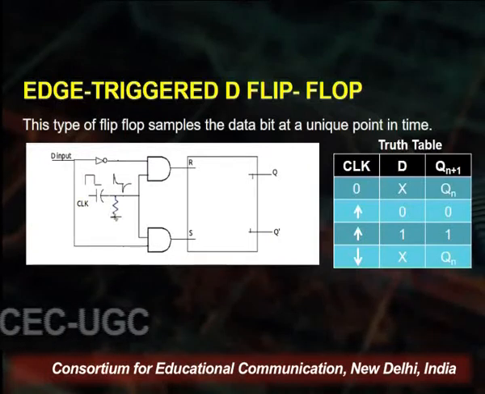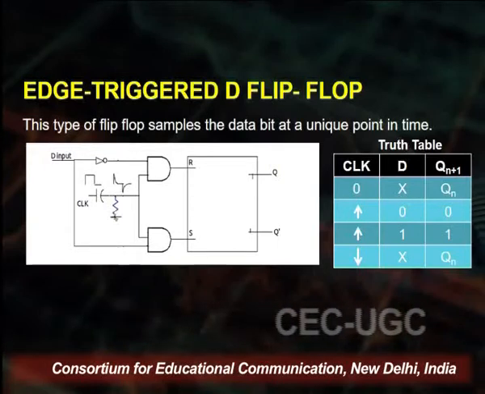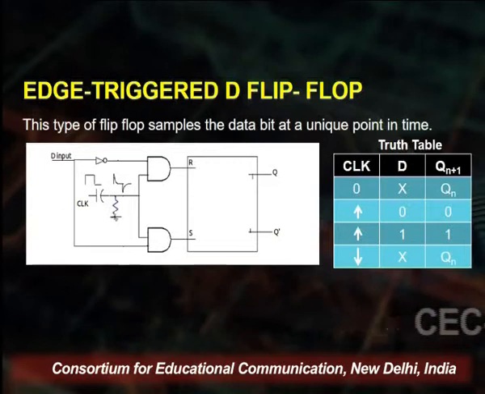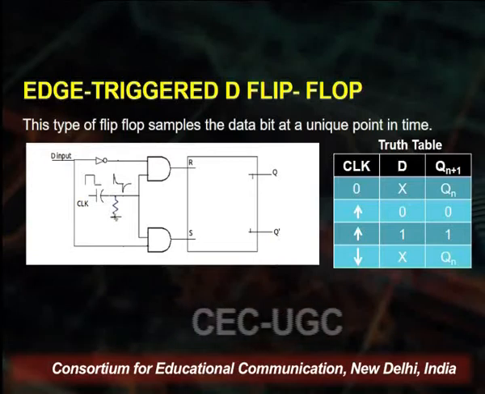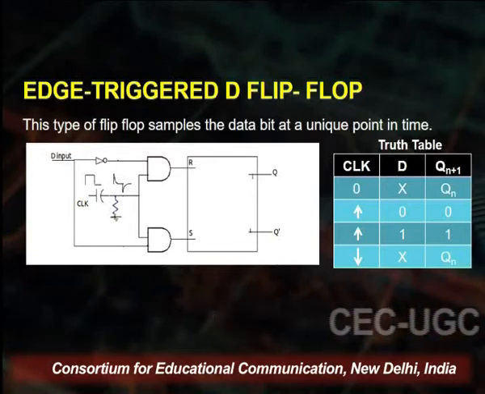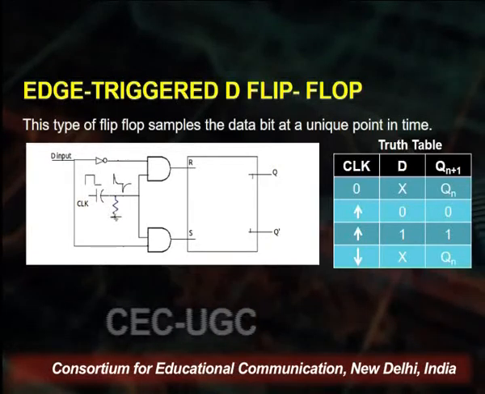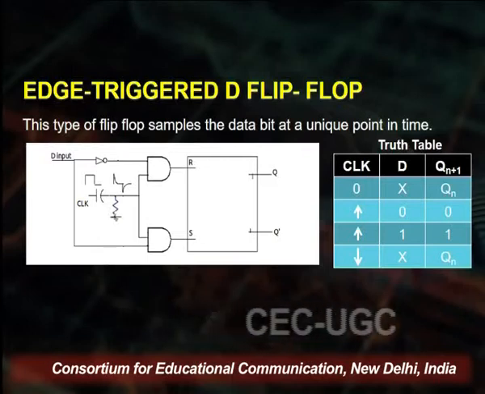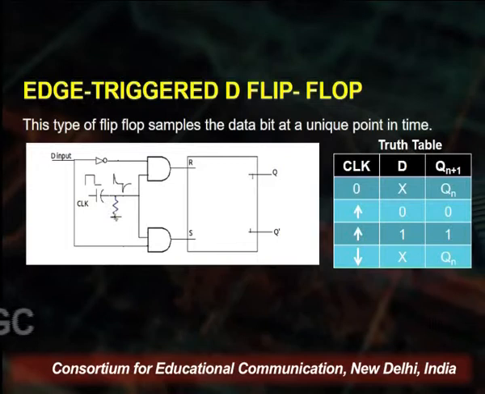So what we infer from this truth table? Number 1, if the clock is 0, then this D flip-flop is behaving as a memory element. If the clock is the falling edge, as in the last case, again the D flip-flop is behaving as a memory element. And when the clock is the rising edge, then we can input new data in the D flip-flop.